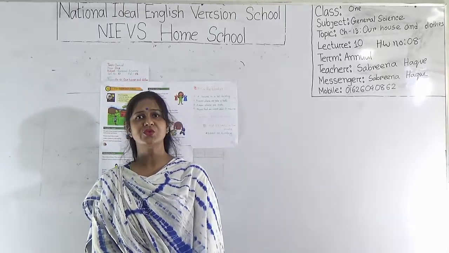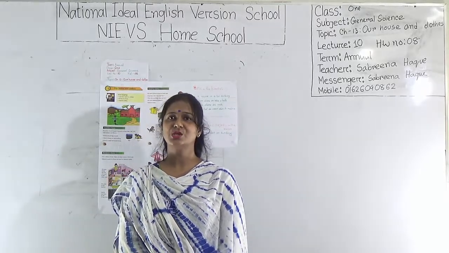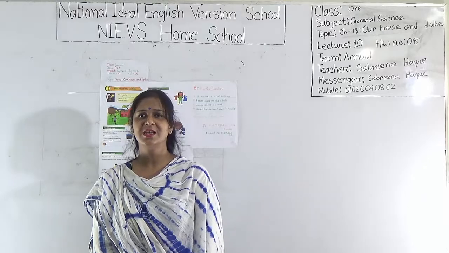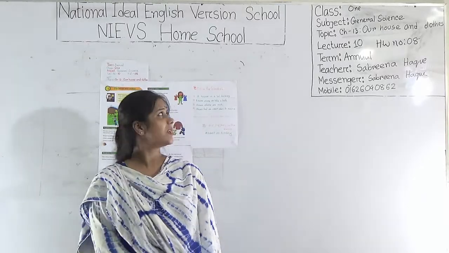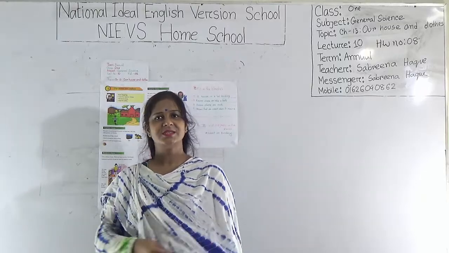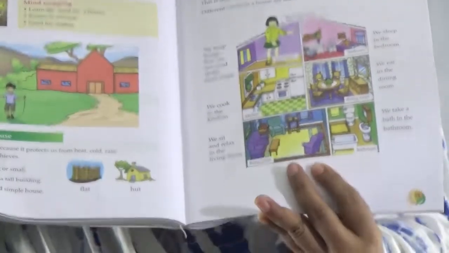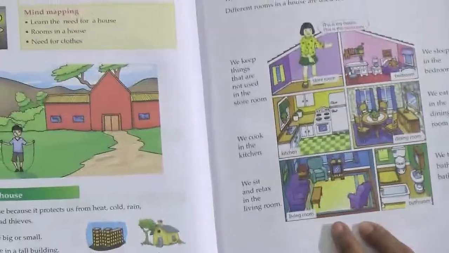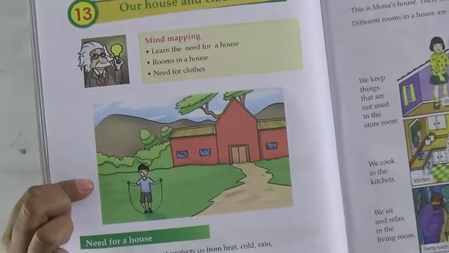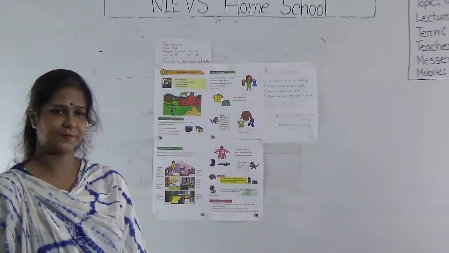Today I am going to take a science class for class 1 students, and our today's topic is chapter 13. The name of the chapter is Our House and Clothes. Dear students, take your textbook in your hand and open page number 84 and follow the class with me. So let's start the class.